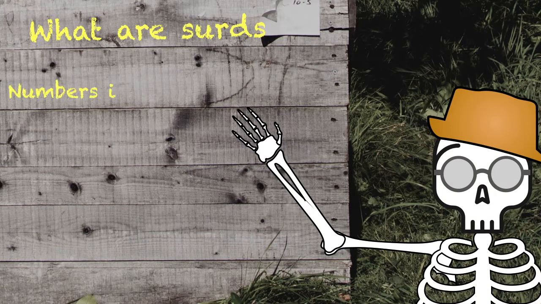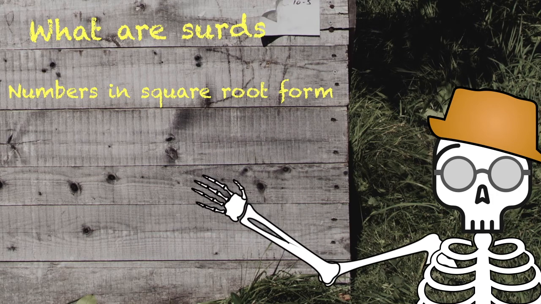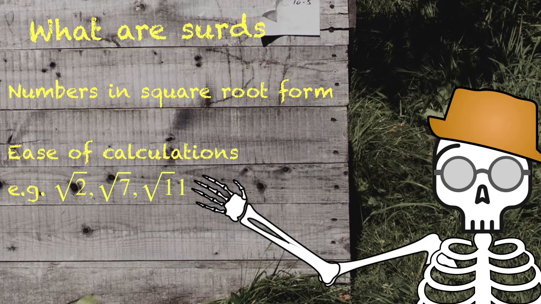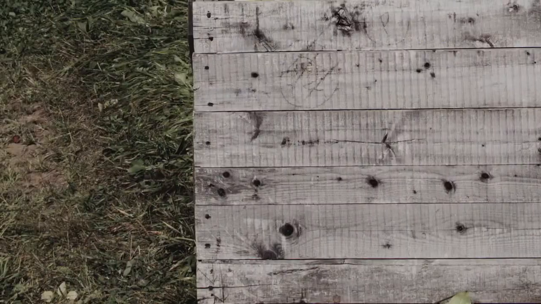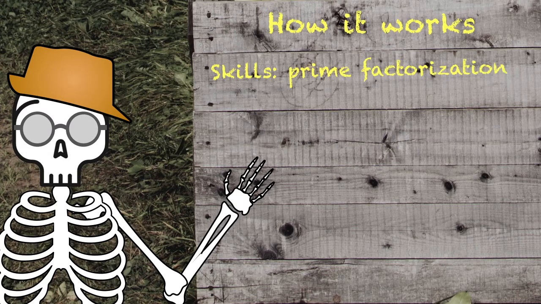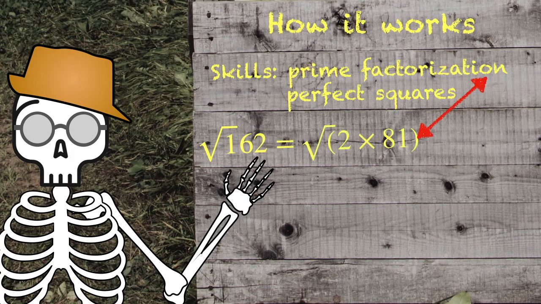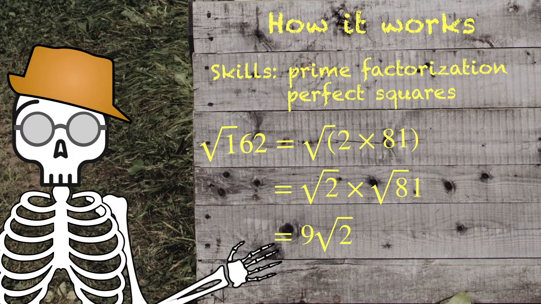As counting and representation becomes more complex, there is a need to hold on to neat packets of numbers in their square root forms. These bundles can then be manipulated easily like so. Tapping on skills like prime factorizing and the recognition of perfect squares, a number as large as the square root of 162 can be decomposed into 2 times 81. Since the square root of 81 is 9, while the square root of 2 cannot be simplified further, a simpler representation would be 9 square root 2.